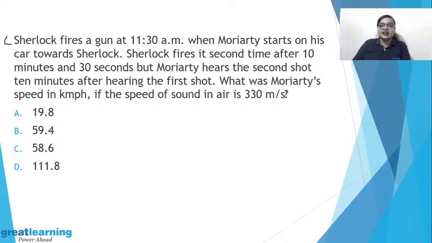Okay. Let me give a minute. Please try this question and give your answers in the chat. Let's see who solves this question, who understands the logic over here. This is a very, very interesting question based on time, speed and distance. Let's see who solves this question.